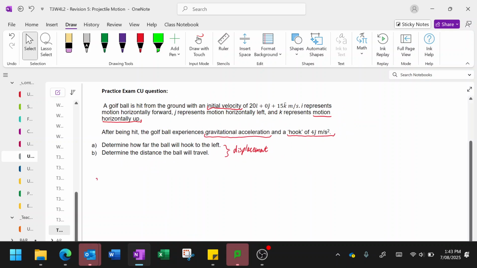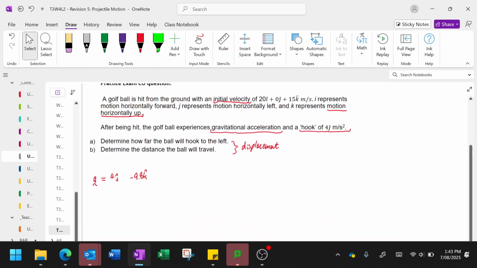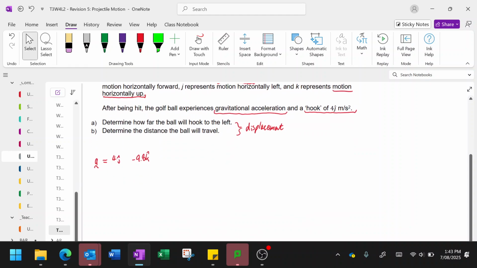So I'm going to start by noting that a is going to be equal to, now it's got gravitational acceleration. So that's going to be my k, because it says that k is about vertical. So gravity is going to be that negative 9.8k hat. And I've got this hook as well of 4j. So straight away, it's different to what we've seen before. I've got this j component in here now. I don't actually care about acceleration, I'm going to integrate now to get to velocity.